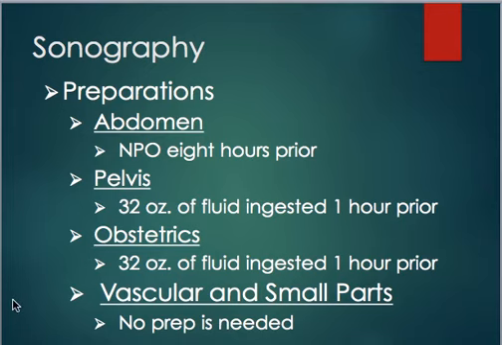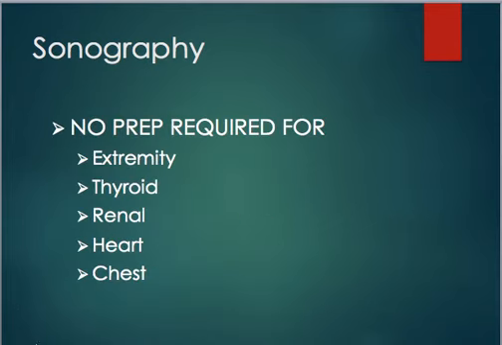Vascular and small parts, such as carotid and testicles, do not require any prep at all. So things that require no prep would be a carotid, a renal ultrasound, kidneys, or testicles. Thyroid, no prep. Oh, I guess I could have waited till this page. So extremities, thyroid, renal or kidney, cardiac, and chest, those do not require any prep whatsoever.